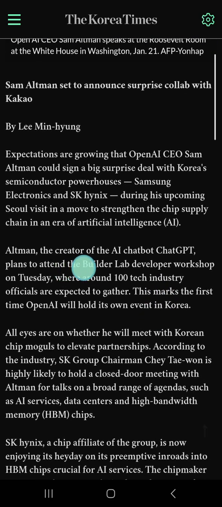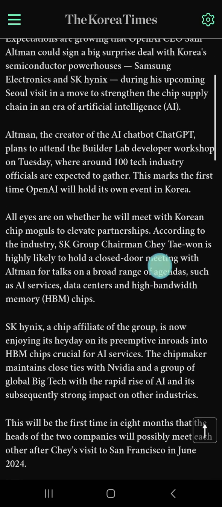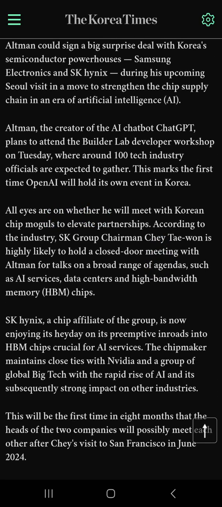Altman, the creator of the AI chatbot ChatGPT, plans to attend the Builder Lab developer workshop on Tuesday, where around 100 tech industry officials are expected to gather. This marks the first time OpenAI will hold its own event in Korea. All eyes are on whether he will meet the Korean chip moguls to elevate the partnership.